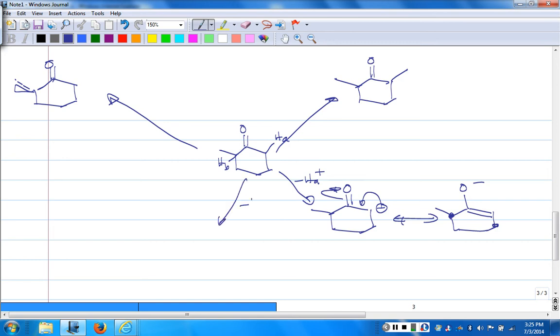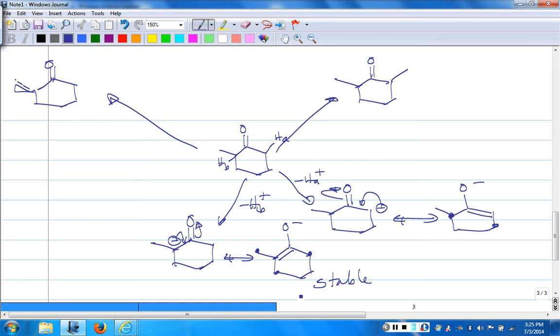On the other hand, if I remove HB plus, I will make this enolate. And that is resonance stabilized as well. And the corresponding resonance form is going to look like this. And this species has 1, 2, 3 R groups on it. So this is a tri-substituted alkene unit. So of the 2 enolates, this one is actually more stable. This is the more stable species.